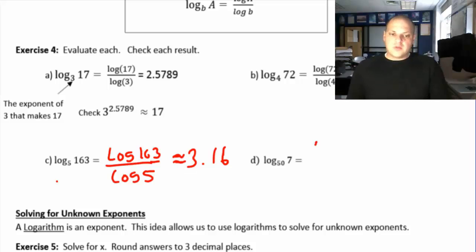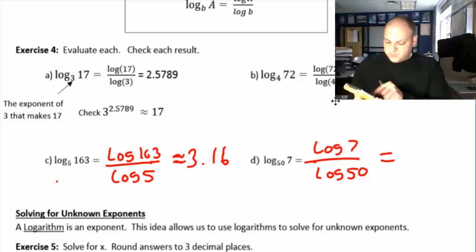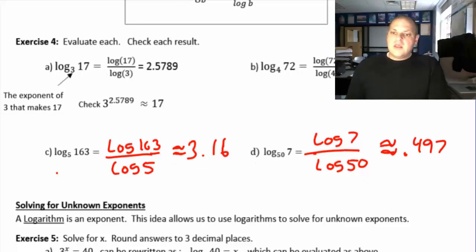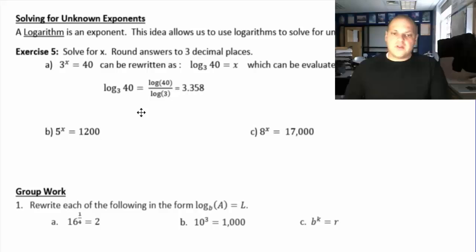And the next one, log base 50 of 7. So it's log of the amount divided by log of the base. So log 7 divided by log 50. And that comes out to be 0.497. Approximately 0.497. Okay?